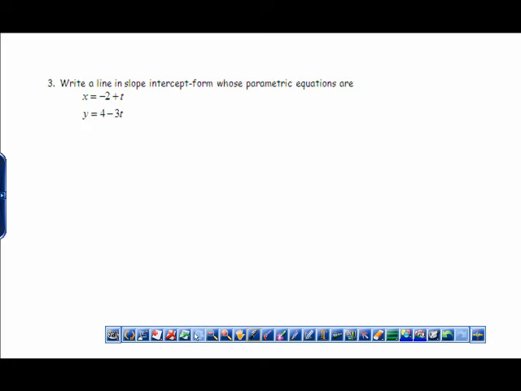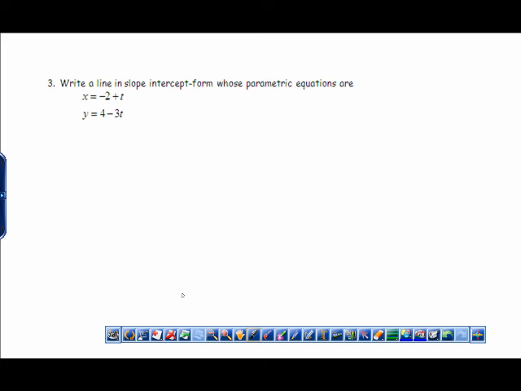Okay, now looking at the next example, I'm giving you the parametric again. Notice that they're both linear. I'm asking you to write a line. So it's kind of like what we did on the first example. This is why I said I was almost getting ahead of myself on the first example.